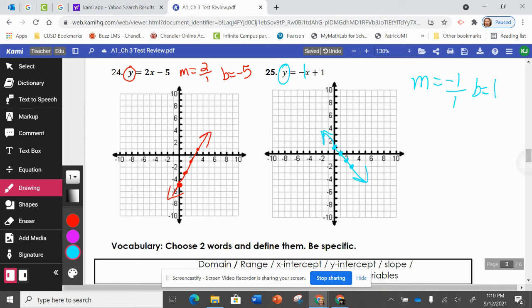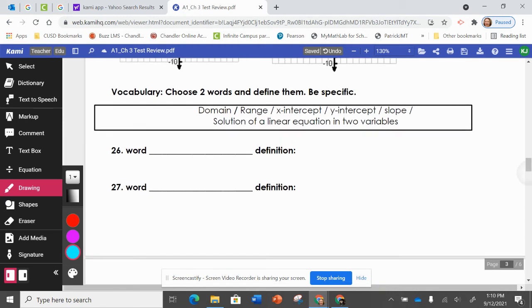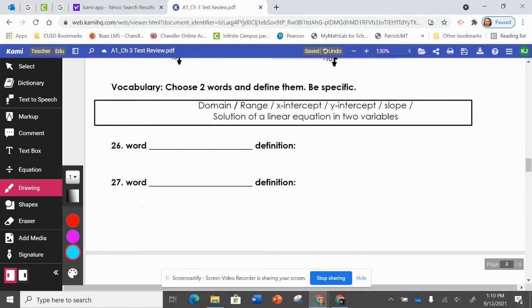Vocabulary. Make sure that you've reviewed your vocabulary for the chapter. Anything is possible to be addressed or asked, but it will be in this format where whatever vocabulary is listed, you would be able to choose the word and then write the definition.